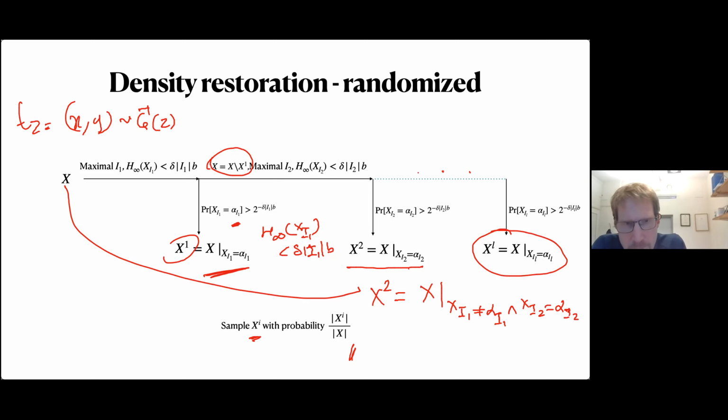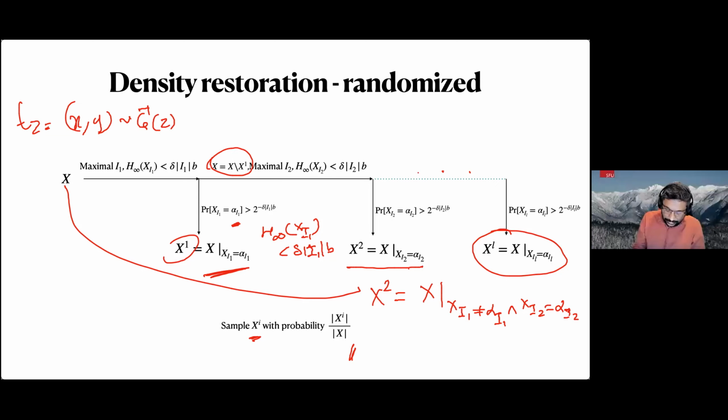Yes. And we continue until either this set is too small or x minus xl is delta dense. And then we sample xi with probability |xi| over |x|, so that we still have this property that we are going according to the distribution where we are uniform over x.